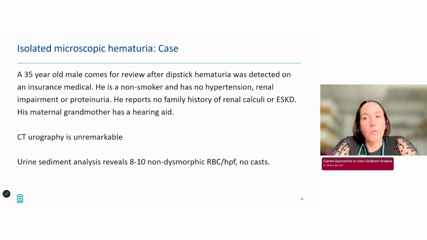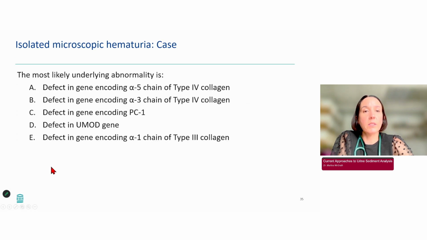CT urogram is unremarkable. His urine sediment analysis reveals 8 to 10 non-dysmorphic red cells per high-powered field, but no casts. So what is the most likely underlying abnormality here? Does he have a defect in the alpha-5 chain of type 4 collagen, a defect in the alpha-3 chain of type 4 collagen, a defect in the gene encoding PC1, a defect in the UMOD gene, or a defect in the gene encoding alpha-1 chain of type 3 collagen? I'm going to give you a few seconds to review this.